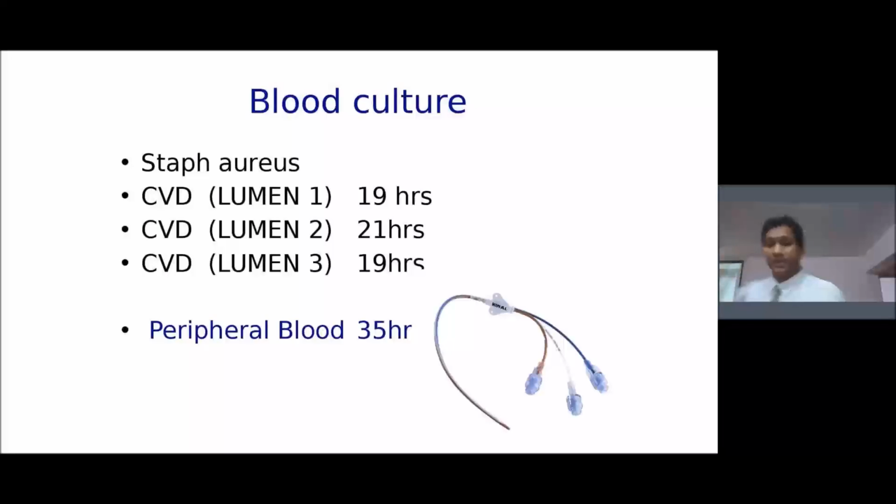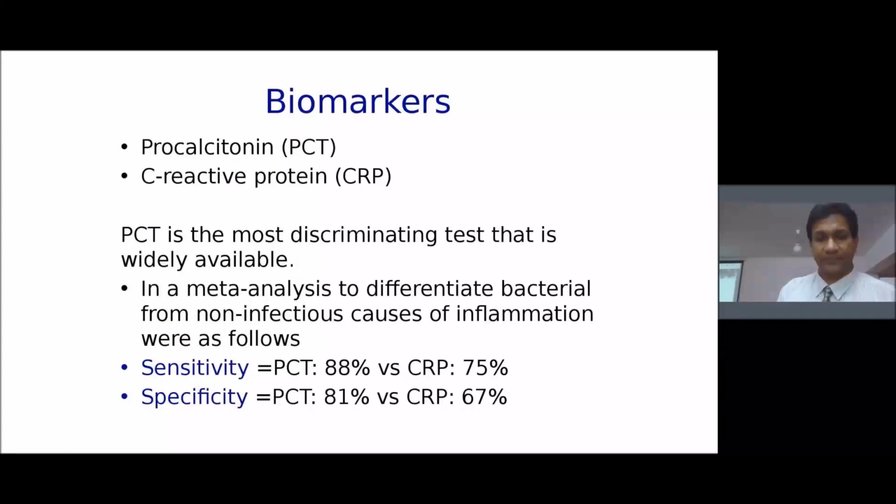All three, the peripheral as well as the three central line lumina, around about these times, right? And later on it was found to be a Staph aureus, right? So 19, 21, and 19, the peripheral blood culture became positive at 35 hours. Okay, so that's much later on, right? More than 12. That's what I was explaining.